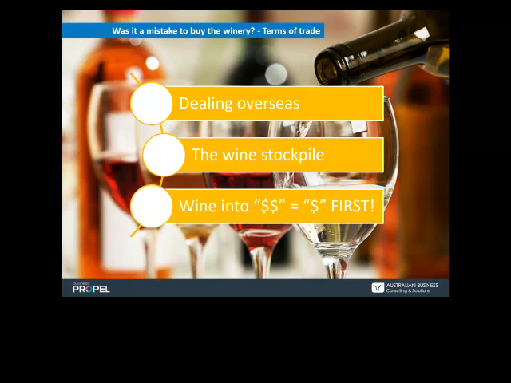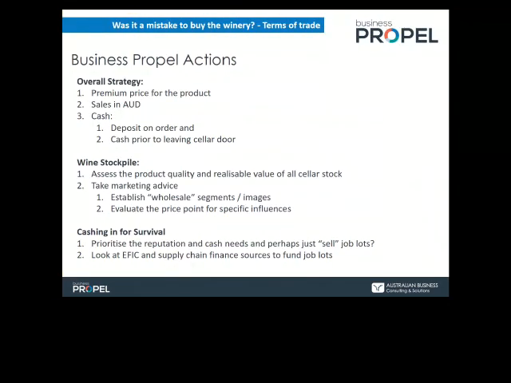So where are we? We're selling a product at a premium price. We're only selling in AUD. We want a deposit on order. We want the cash before it goes out the door. The short-term cash issues emerging as what wines are not worth holding.